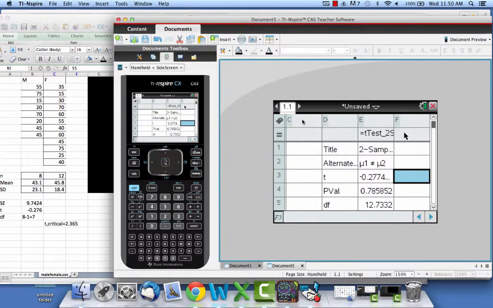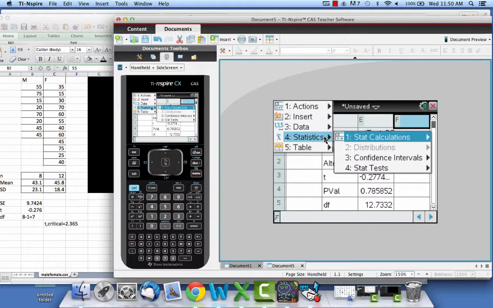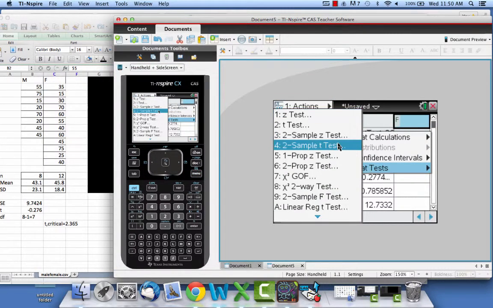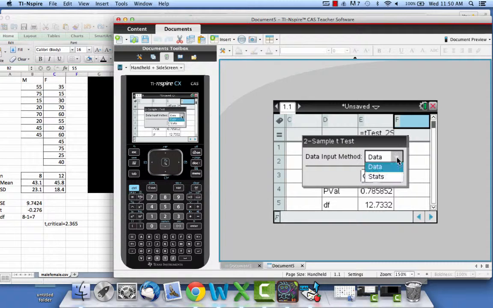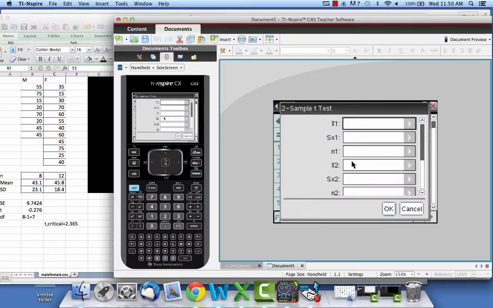So if I wanted to do two-sample t-tests, let's say I want to give you the stats because somebody's asking me a question and what they've given me is stats, not values. The first mean was 43.1, first standard deviation 23.1, and N for that was 8. The second mean was 45.8.